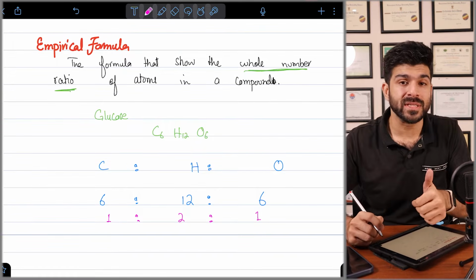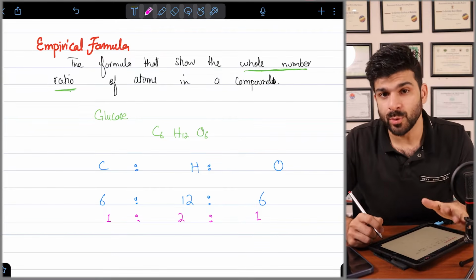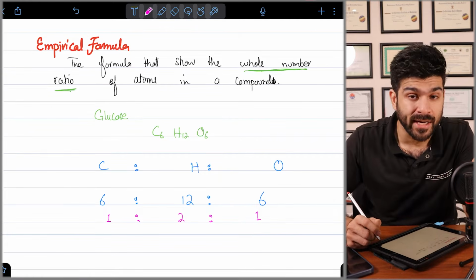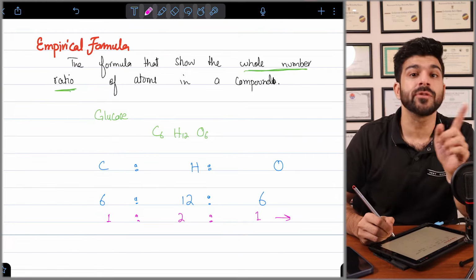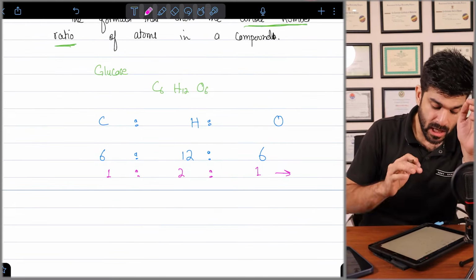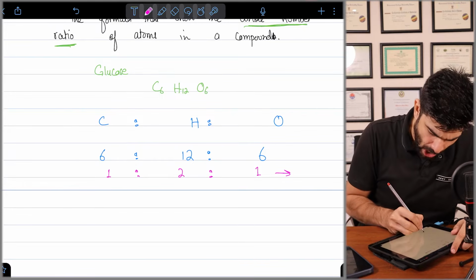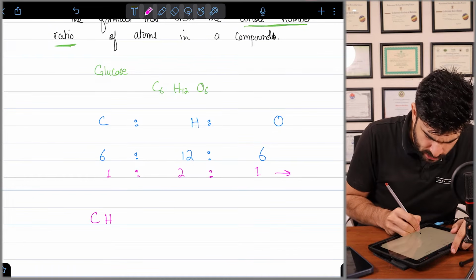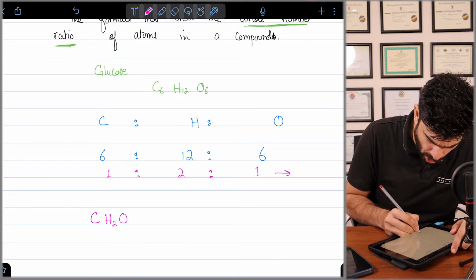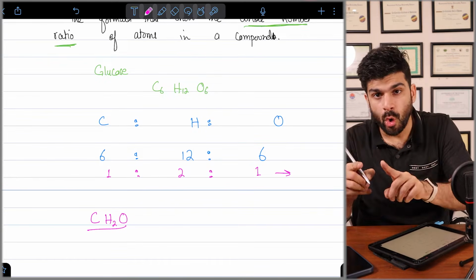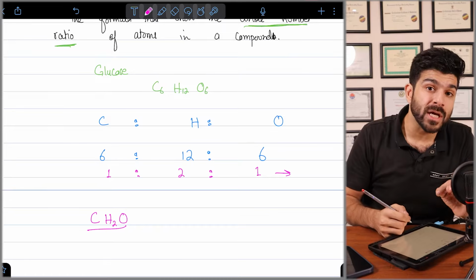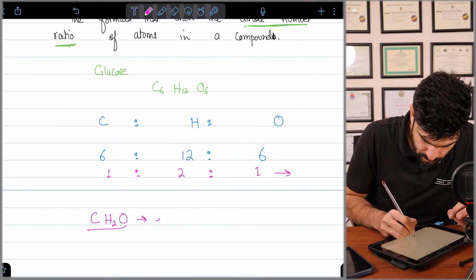But it's a very common mistake. I guess most of my students do it, and I have to remind them again and again that this ratio is not the final answer. The final answer is when you incorporate these values into a formula. So 1 mole of carbon, 2 moles of hydrogen, and 1 mole of oxygen: CH2O. This is the empirical formula for glucose.